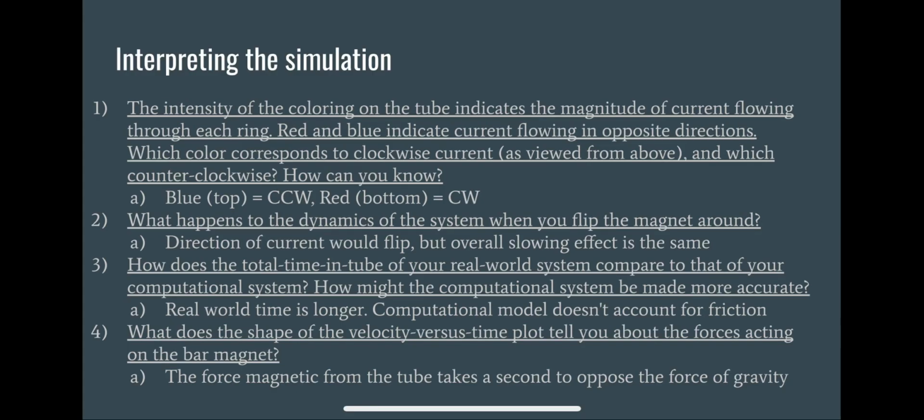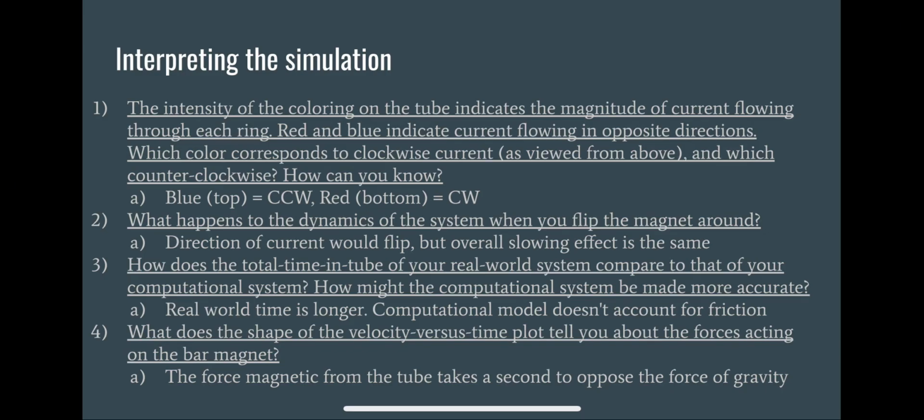Here's the simulated visualization of the bar magnet falling through the tube and the graph of its velocity versus time. The red and blue colors indicate current flowing in opposite directions. Which color corresponds to the clockwise and counterclockwise current? I said the blue current on top is counterclockwise and red current on bottom is clockwise, and I know this because Lenz's law says that the opposing force has an opposing current direction. So the opposing magnetic field is going up, which means that has a counterclockwise current in the tube, so the bottom one must be clockwise.